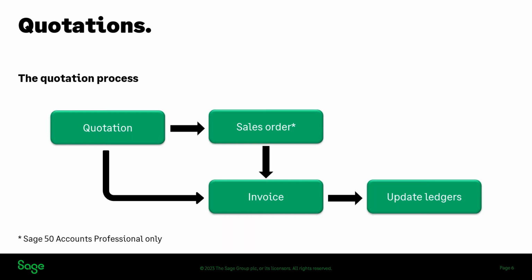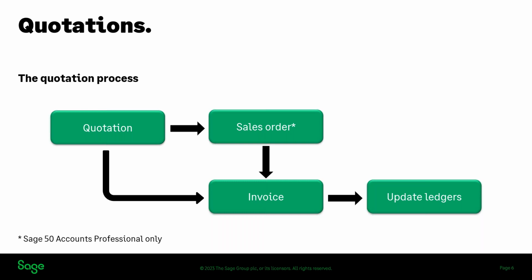Now, the option to convert it to a sales order is only available if you're on the professional level. It's only the professional level of the software that has the sales order option. So if you're on Essentials or Standard, it will automatically convert to an invoice, and then the invoicing process beyond that is just as normal. You update it to the ledgers to impact on the customer's account, etc. So it's one of those options that you have if you're on the professional level, and I'll show you where this option is in just a moment as we start running through the process.